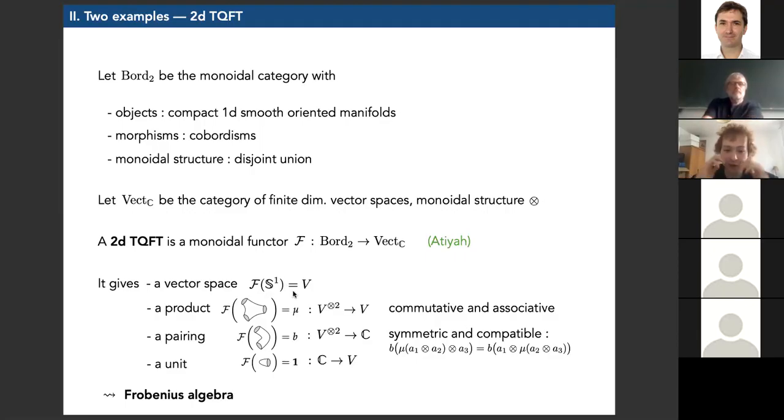So first, you have an object. The simplest object is just the circle. You can apply the functor to it, and you get a vector space. I call that V. Now, if you take a pair of pants that you see as a cobordism between two circles and one circle, this is a linear map from V tensor 2 to V. That's what the functor gives you. And using the fact that you can decompose cobordisms in various ways, and that it is all symmetric, you can permute boundaries and so on, by the fact it's a functor, you realize that this product is commutative and associative.